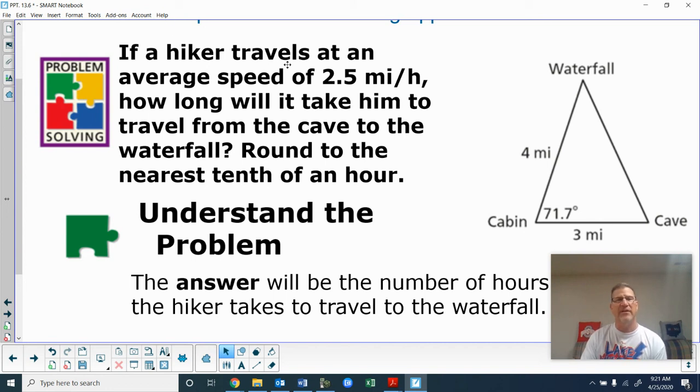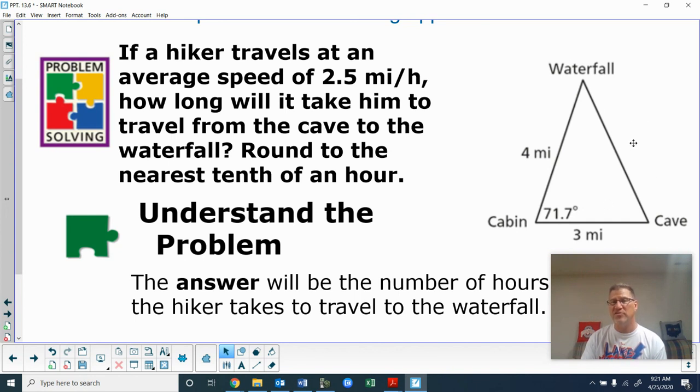So it says a hiker travels at an average speed of 2.5 miles per hour. How long will it take him to travel from the cave to the waterfall? Round to the nearest tenth of an hour. Okay, so they gave you the picture, all right? You may have to draw a picture. If they have the picture for you, which I think they do in your book, you just see this side angle side situation, all right? How long will it take for the cave to the waterfall? All right, so we're going to find that length.